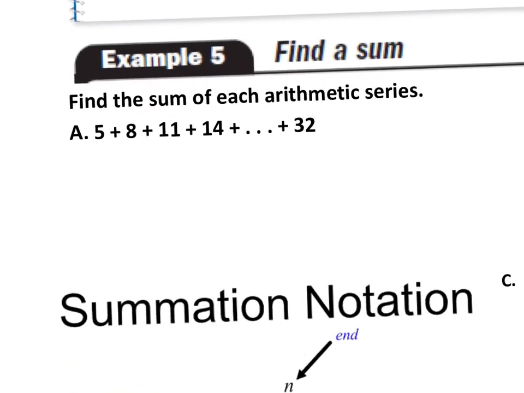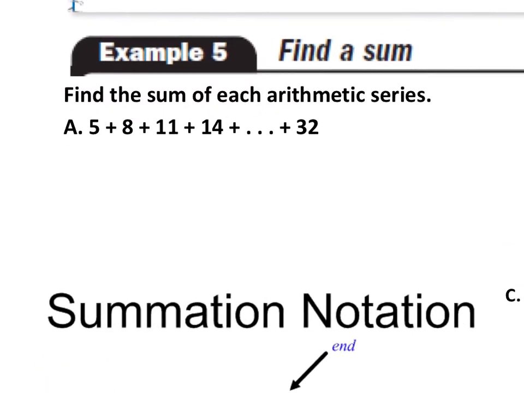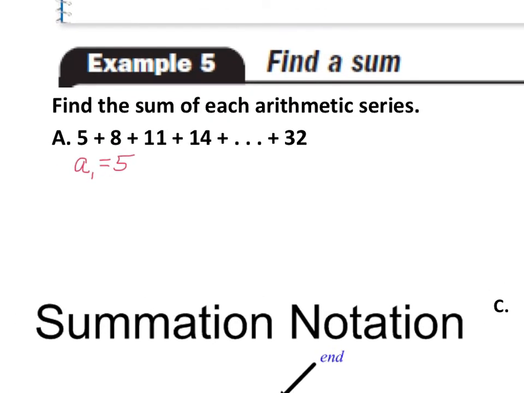Example 5 is really pretty easy to do if you recognize what you're being asked to find. We want to find the sum of all of these terms. Important to know a couple things. We want to know the first term, and I like to write that down first. So the first term, a sub 1, is simply 5. The last term in the sequence is 32, and that's pretty easy to spot here because there's no comma, there's no ellipsis after this. That is as far as we're going.